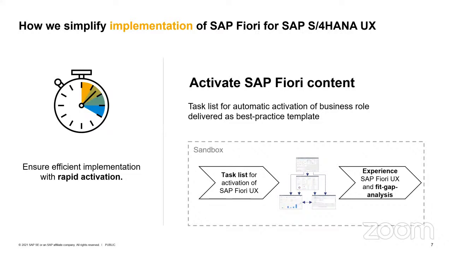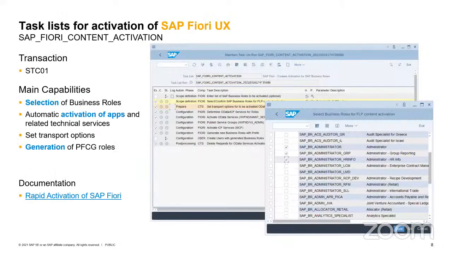From SAP Fiori apps reference library, you can copy and paste the list of relevant roles, as we have seen just in the demo, and use it as input for the task list run. Then all the relevant apps and the related services are activated and directly can be used. In addition, test users are created for the selected roles. And so you directly get also the users and the authorizations to test all these applications in your sandbox system and do a fit gap analysis.